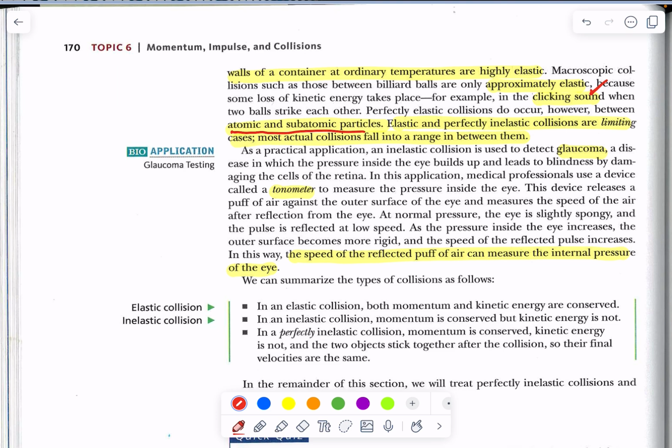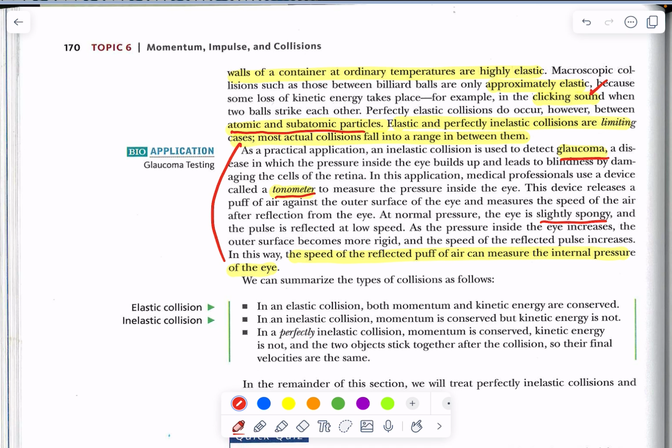Now here's a practical application in this paragraph. If you've ever been to the eye doctor, and I go to my eye doctor every other year, and they do a glaucoma test where they take a little puffer that shoots out a puff of air, a tonometer, measuring the tone, if you will, of your eyeball. And it puts pressure on the eye. And if the eye is healthy and there's no glaucoma, then it bounces back. The eye is slightly spongy.